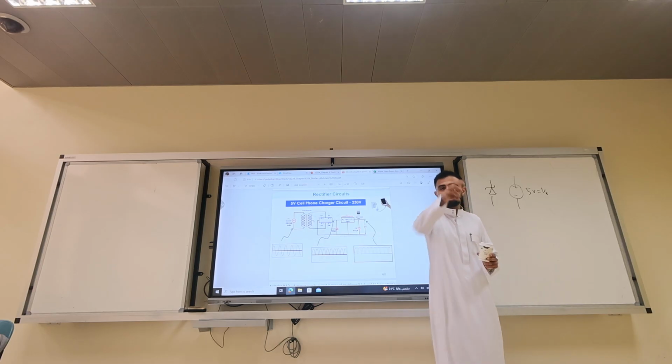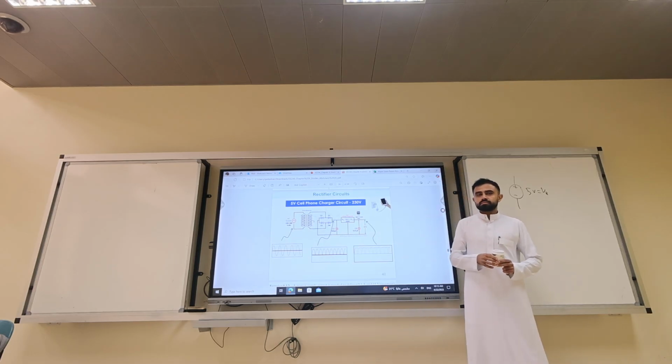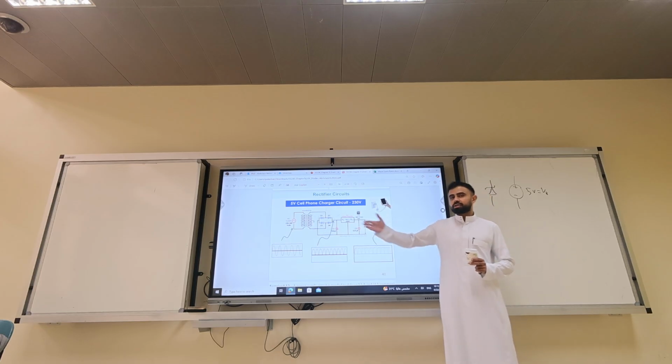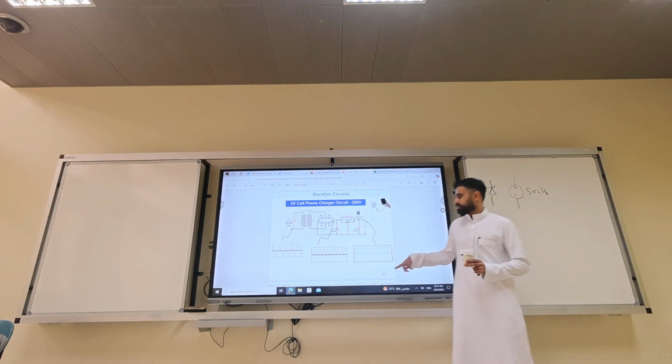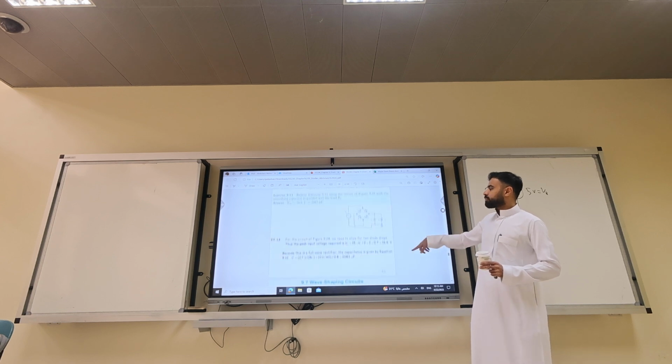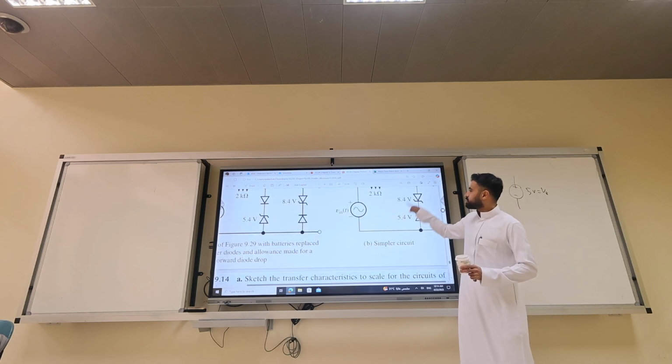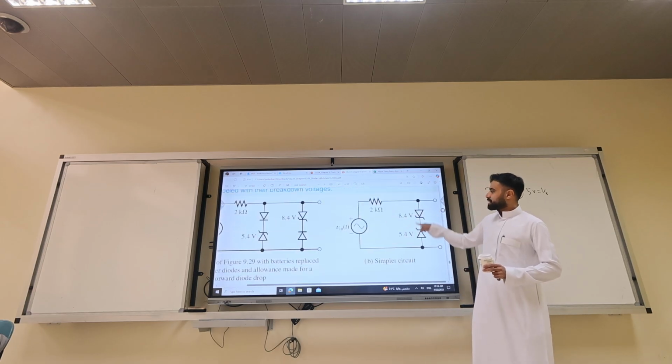Regulator. What is a regulator? It keeps the voltage constant. One way to have it is to put Zener diodes. And what did we say? What sort of Zener diodes do we put? Our favorite Zener diodes, the two facing each other. These two. This is the best circuit.